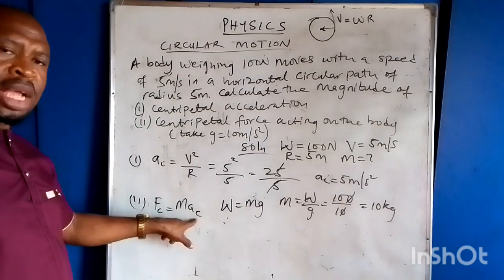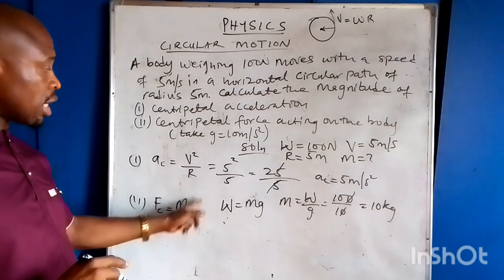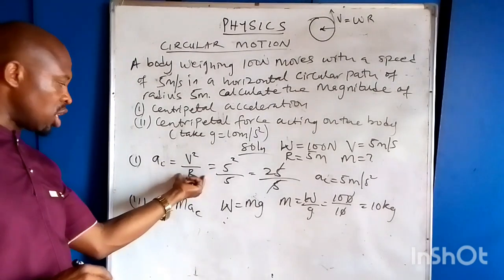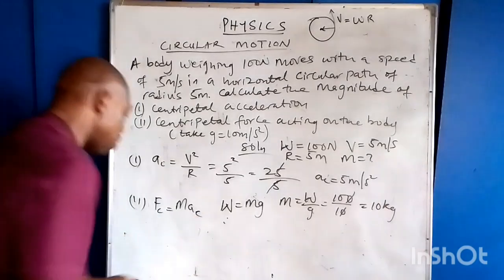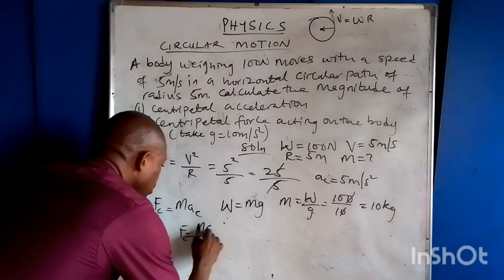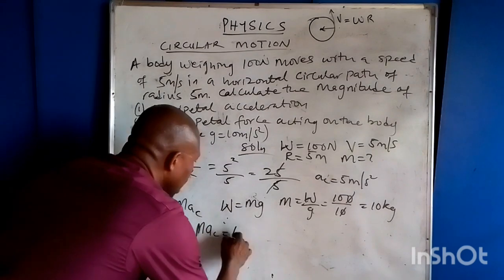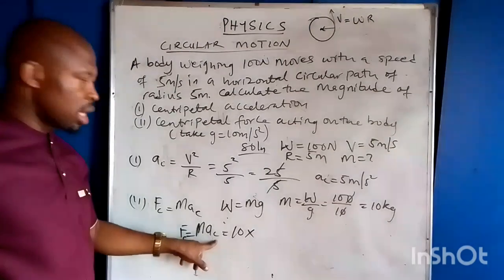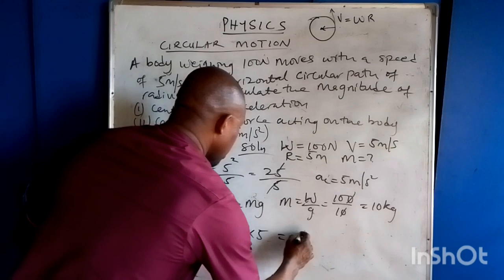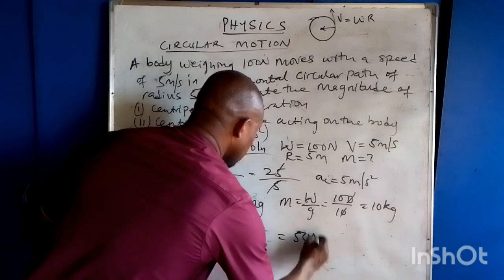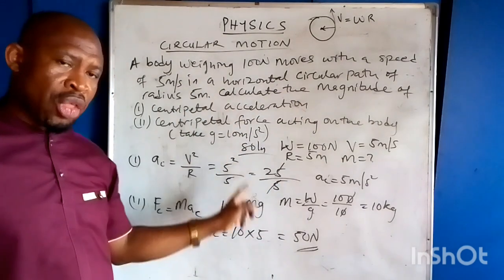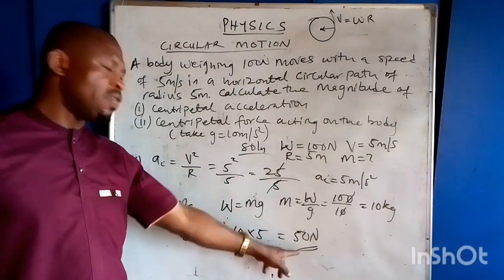Remember, we have gotten our a_c. If you don't want to do that, you can still go ahead to get this, but there's no need going back because we have gotten this. All we need to do is to multiply by m. So we now say F_c is m a_c, which will give us m is 10, 10 times a_c. a_c is 5, which will give us 50 Newton. So the centripetal force acting on the body is 50 Newton.